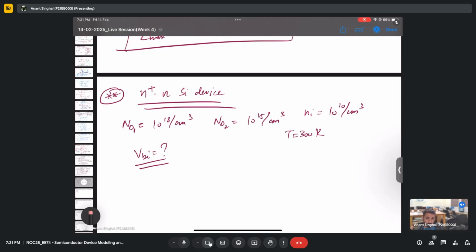I mean, just try to go towards the building of the formula that we did. So it was NA ND by Ni square for a PN junction. Similarly, I want something for an N plus N junction. So what will that be? That is what I want to know.